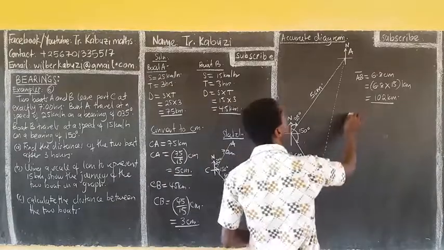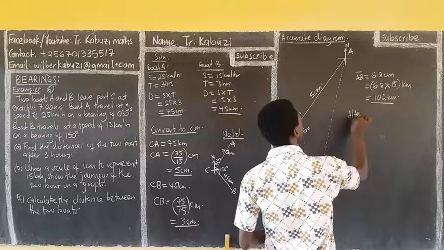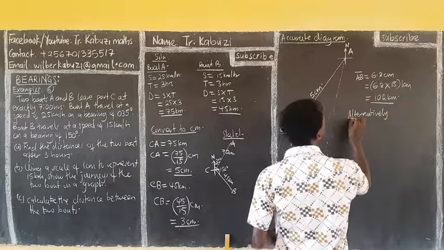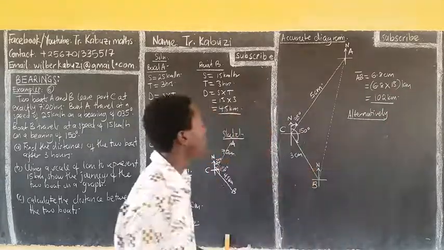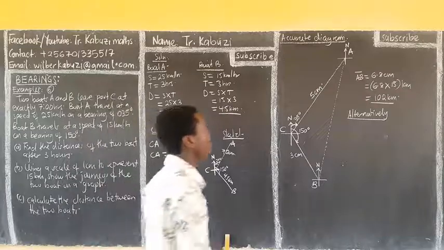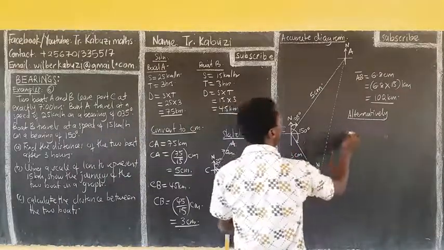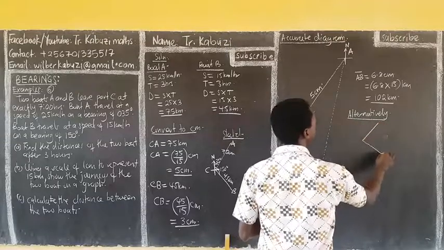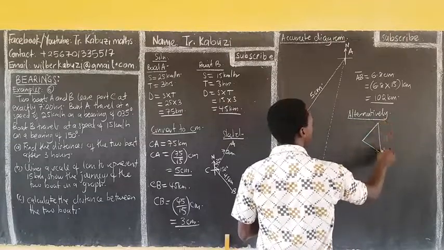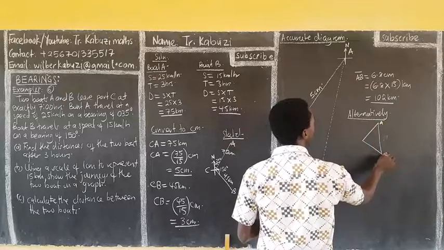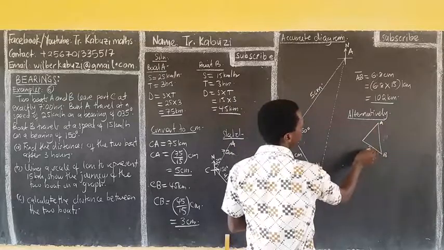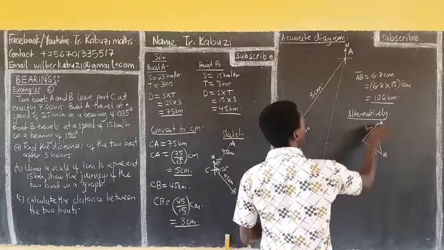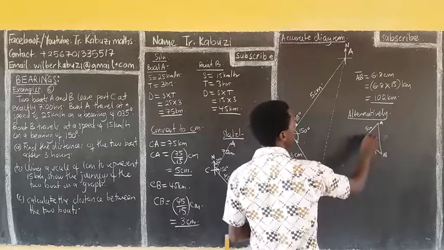Alternatively, if it was to calculate here, you could use the cosine rule. If I have this like this, this is my A, this is my B. This one I know is 3 centimeters. This one is now 5 centimeters. I need this AB. Now I need to get this angle.